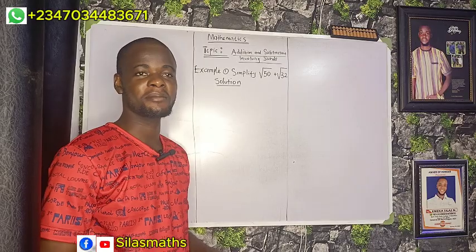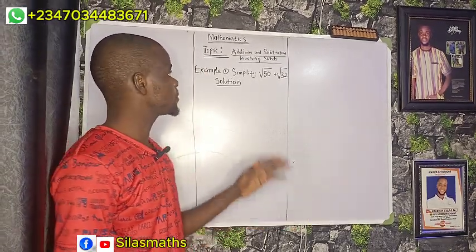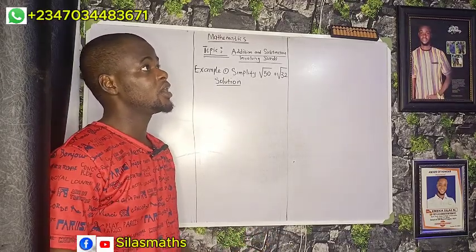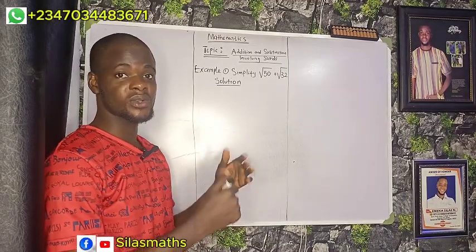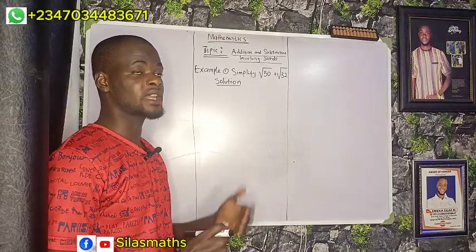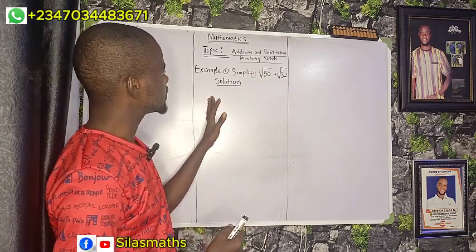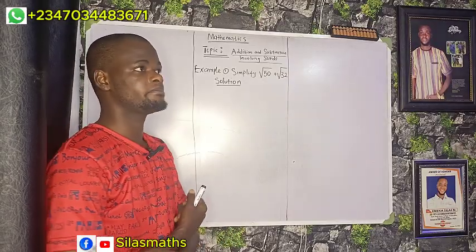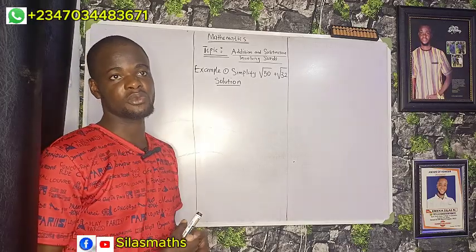Hello friend, welcome back to class. In our previous class, I think we talked about some basic simplifications involving surds, or rather expressing surds in simplest form, and the class before that we looked at finding square roots of square numbers, which will help us in solving this problem.